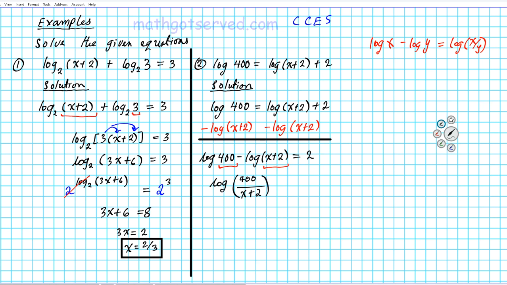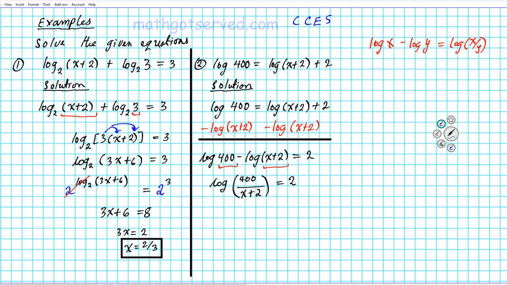Okay, and that equals 2. So we've condensed the logs on the left side into 1. Now let's eliminate the log. So we're going to eliminate the log using the base.